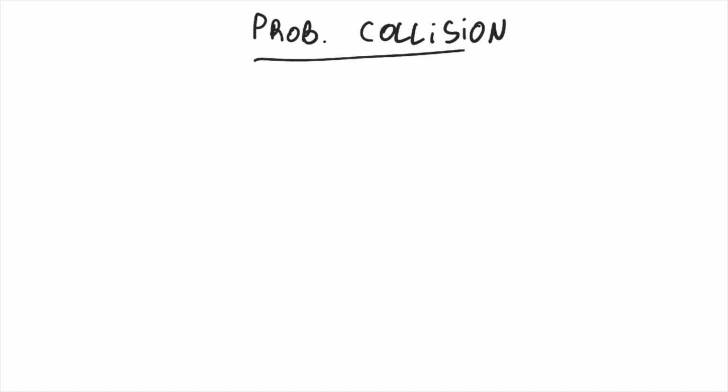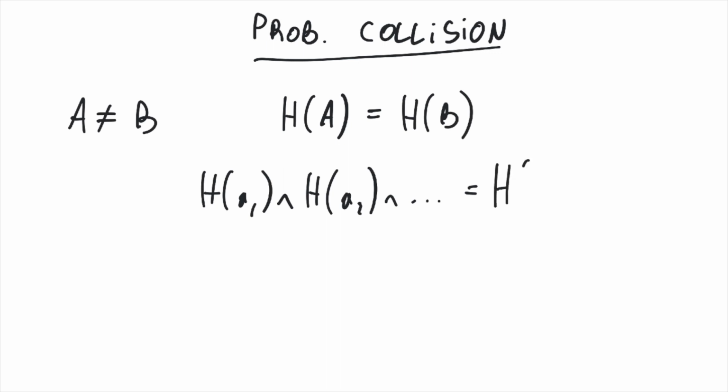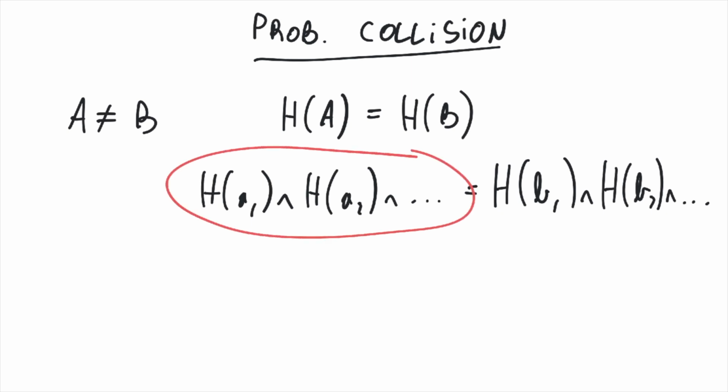So let's then compute the probability of a collision in this scenario. We said we have A and B. For there to be a collision, we need to have A different than B, yet the hash of A equal to the hash of B. But the hashes were just the XOR of the different elements that each set had. So this is hash of A1 XOR hash of A2 XOR and so on should be equal to the hash of B1 XOR the hash of B2 XOR and so on. And because we can XOR with the same values on the left and on the right, we can assume, without loss of any generality, that on the left we don't have any repeated elements with respect to the right.